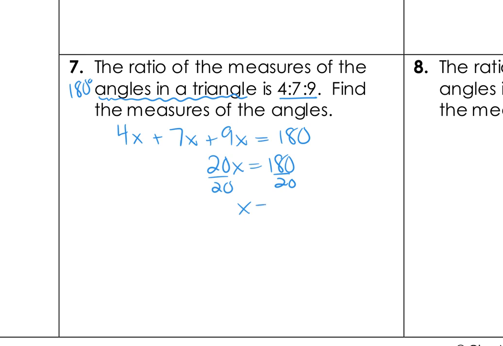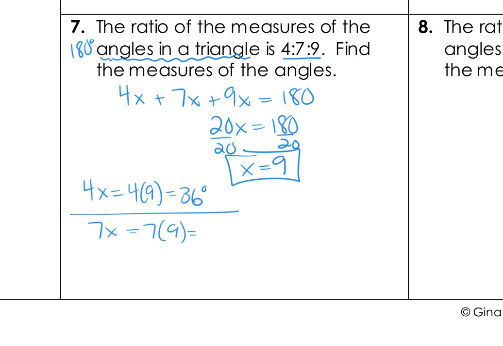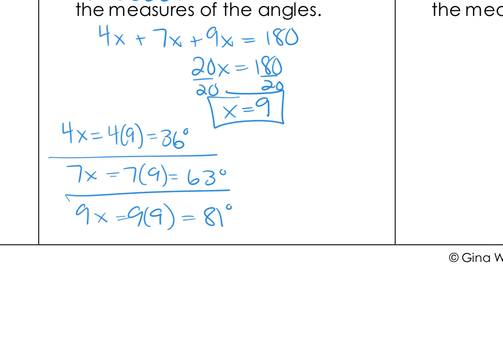Divide both sides by 20, and we get x equals 9. Just like the last problem, we need to find the measures of the angles. So from here, we're going to have 4x, that'll be 4 times 9, or 36 degrees. I've got 7x, 7 times 9 is 63 degrees, and finally 9x. 9 times 9 gives me 81 degrees. These are the measures of my angles, 36, 63, and 81.